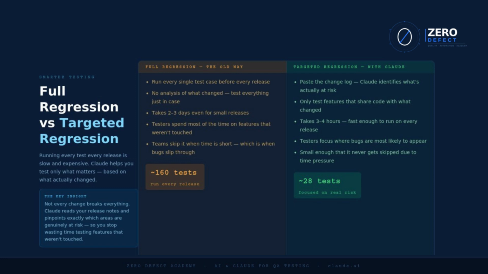A targeted regression is different. You paste the changelog. Claude identifies which features share code with what changed. You only run those tests. It takes 3 to 4 hours instead of 3 days. It's small enough that it never gets skipped due to time pressure. In this example, 28 focused, risk-ranked tests instead of 160 untargeted ones. Same protection, a fraction of the time.